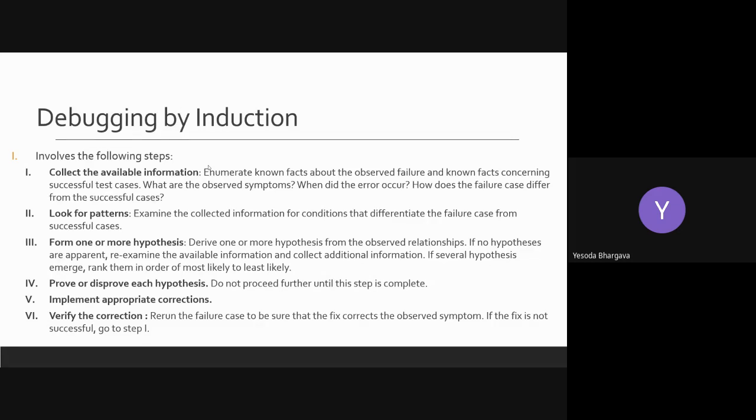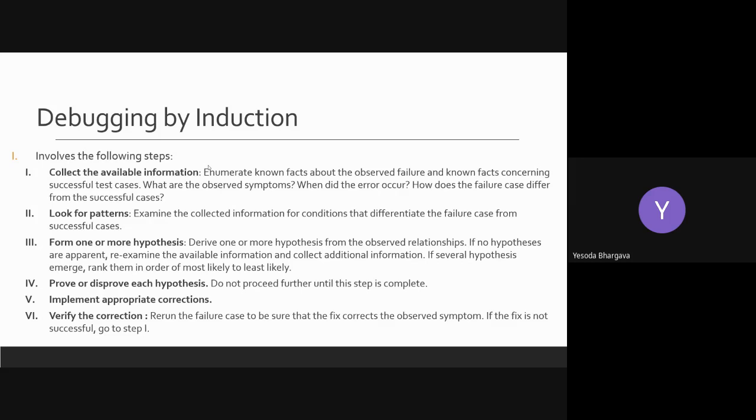Then you try to collect the parameters in such ways that they can tell you, okay, this is what is happening and this is why the error is occurring. Based on that, you form a few hypotheses. A hypothesis generally means that you guess this could be the reason, or it could not be. So you are forming a set of hypotheses.